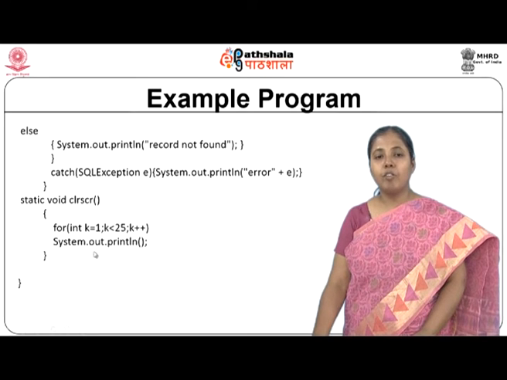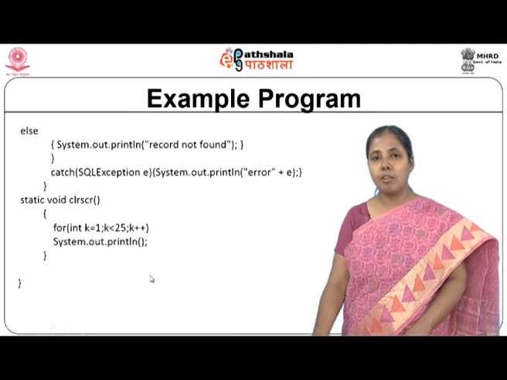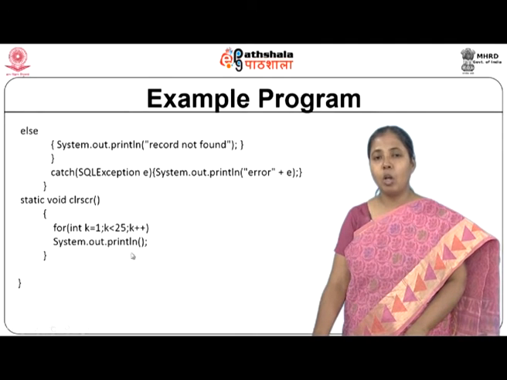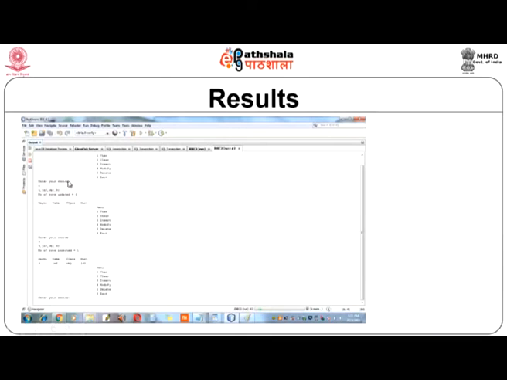And this is the end of it, and we have a clear screen. So, we try to clear all the lines which are printed. An empty line is printed for all the 25 lines on the screen. This is actually the result that you get from the program.